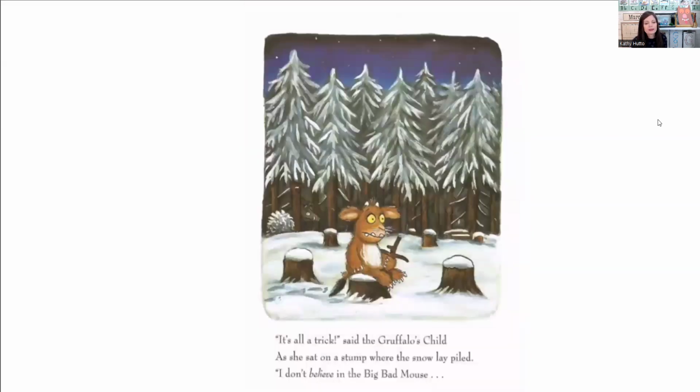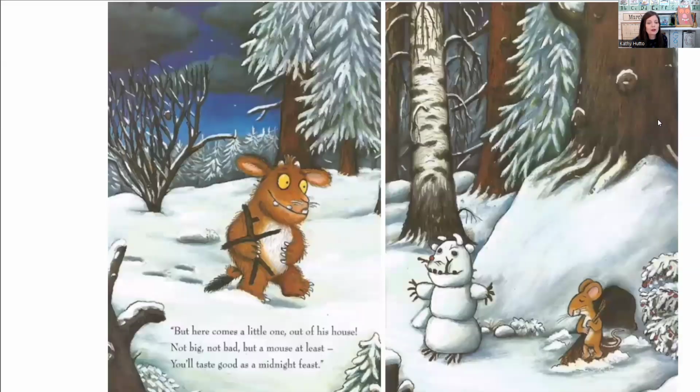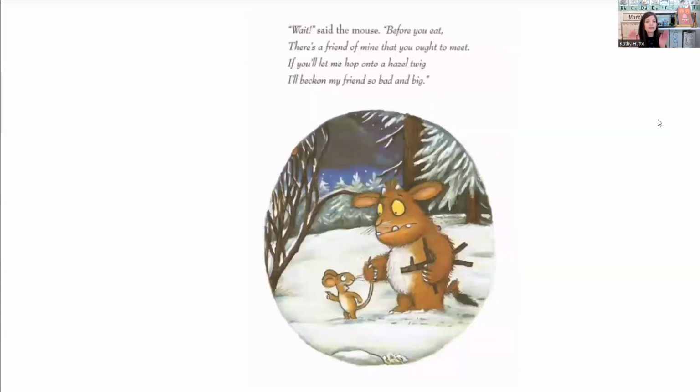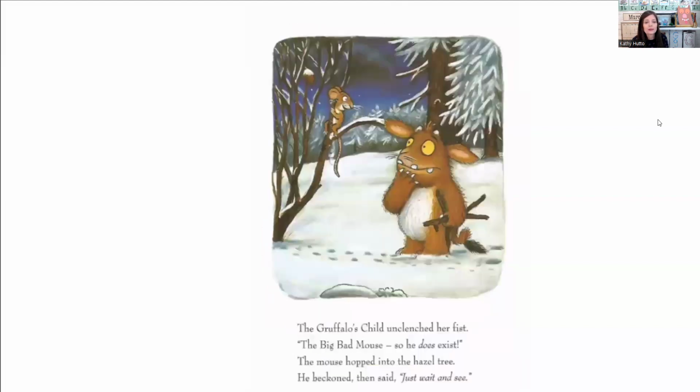It's all a trick, said the Gruffalo's child as she sat on a stump where the snow lay piled. I don't believe in the big bad mouse. But here comes a little one out of his house. Not big, not bad, but a mouse at least. You'll taste good as a midnight feast. Wait, said the mouse, before you eat, there's a friend of mine you ought to meet. If you'll let me hop onto a hazel twig, I'll beckon my friend so bad and big.